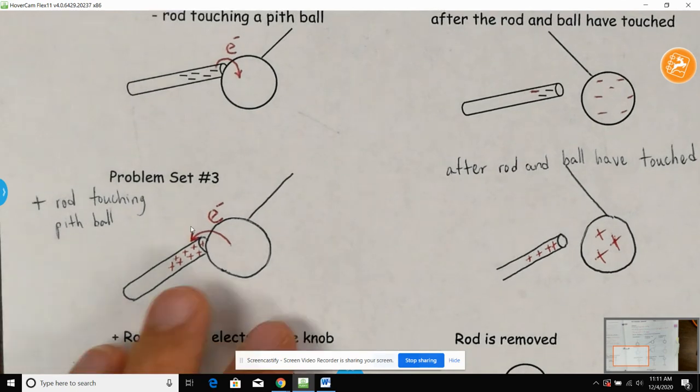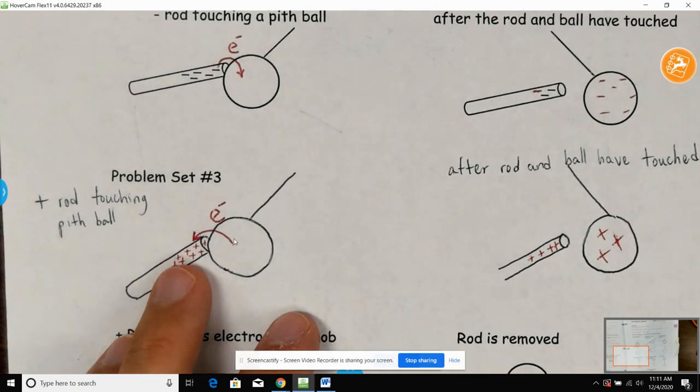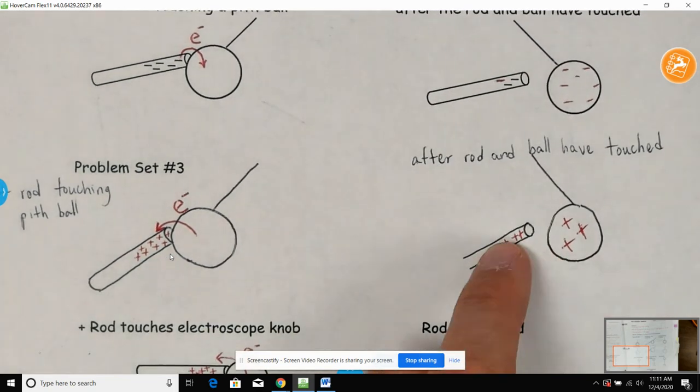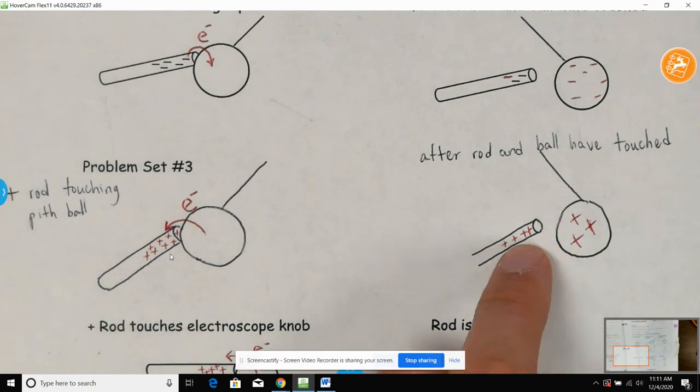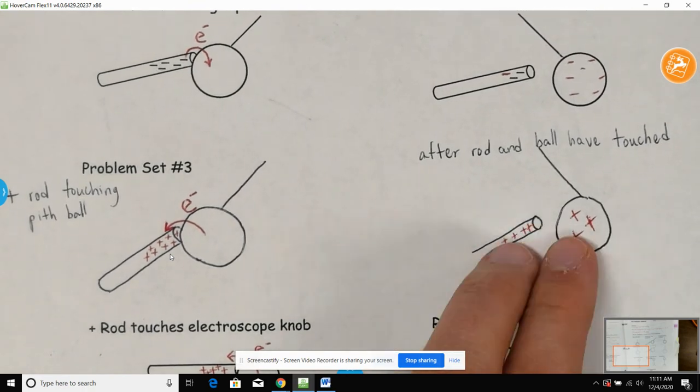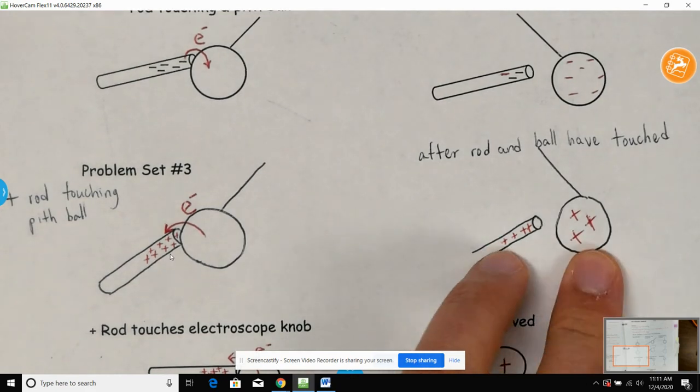If it were a positively charged rod, some of the electrons here would transfer over to try and balance the strong positive charge. So now both of them would wind up having an imbalance of electrons. They both would wind up being positive, and like charges here still repel.